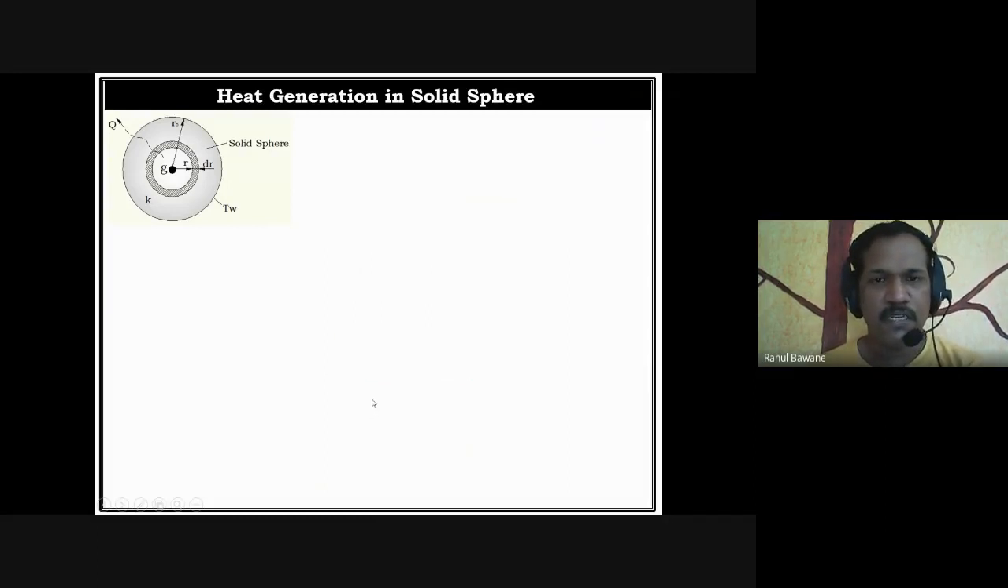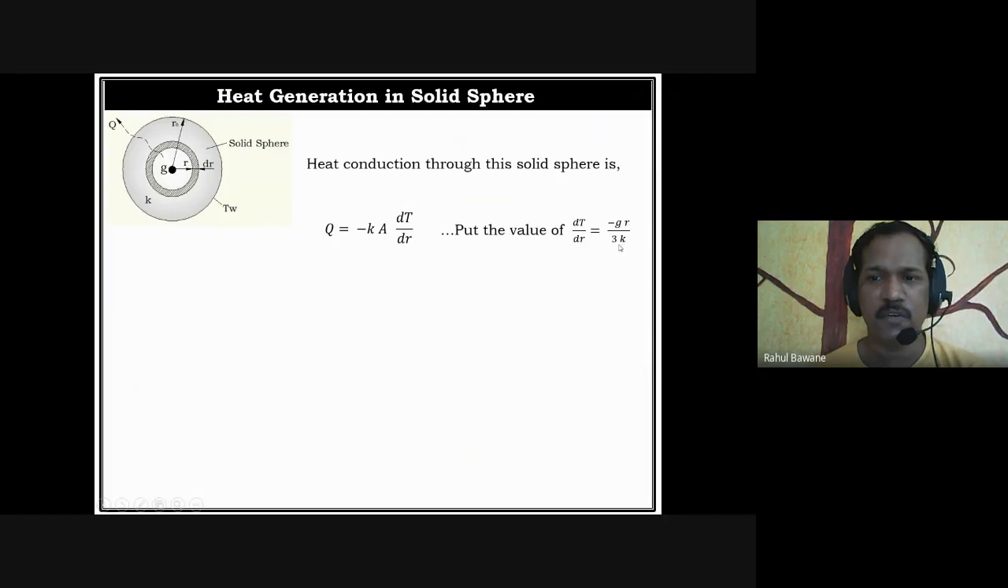So basically try to remember this main equation, and then by applying the respective condition we can reach the final form of that particular temperature. In a sphere, many times the rate of heat transfer is also asked. So heat conduction through this solid sphere is as per Fourier's equation, minus K A dT by dr, and we know the value of dT by dr is minus G r upon 3K, because C1 is 0, so the other terms become 0. Replacing this, minus minus becomes plus, K gets cancelled. So finally we obtain Q equals A G r upon 3.